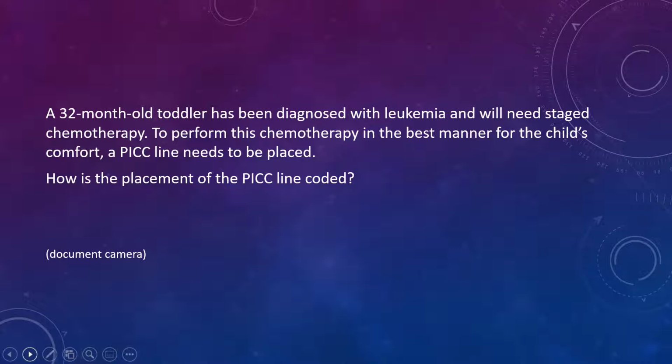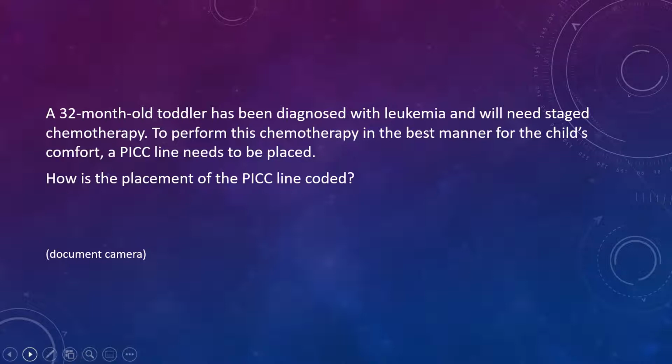And then the other thing that I'm noting here is that it is a 32-month-old toddler. Now they're using very specific language. They're listing the child by months and they're saying toddler. They're not saying child. They're not saying a very young child. They're saying a 32-month-old toddler. So they're really emphasizing the age of this patient. So I'm going to write that down because that might be very valuable, okay?